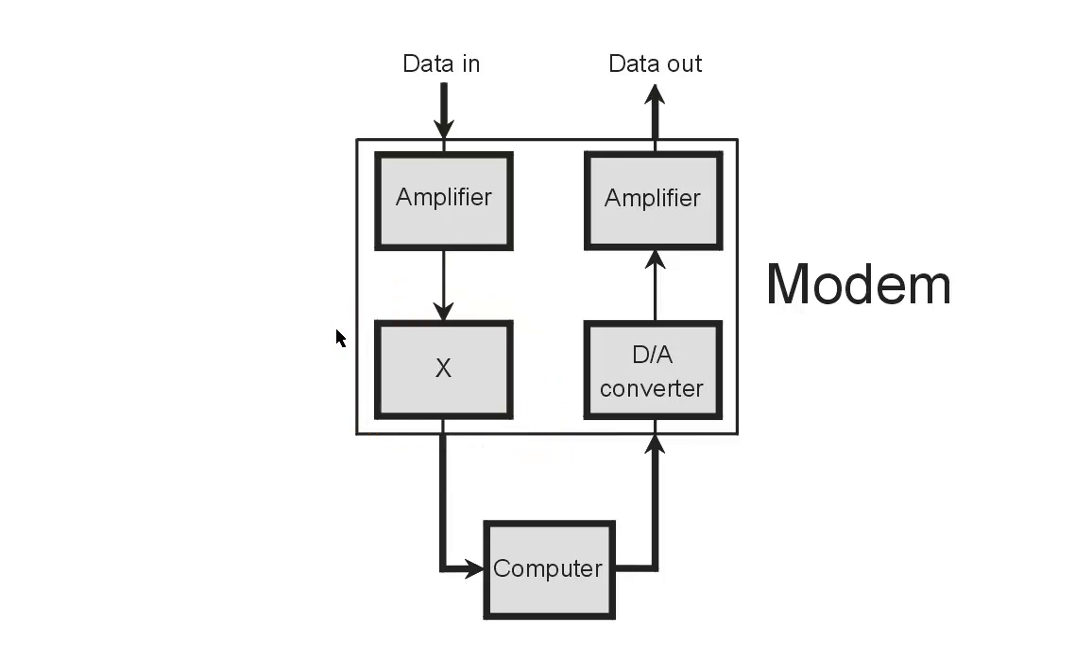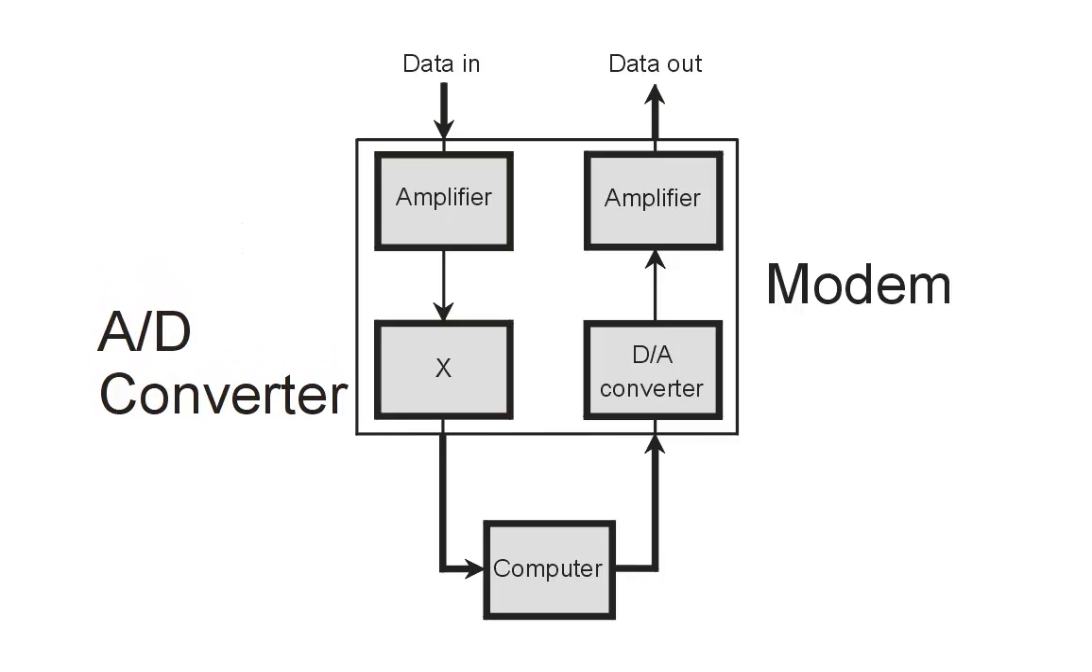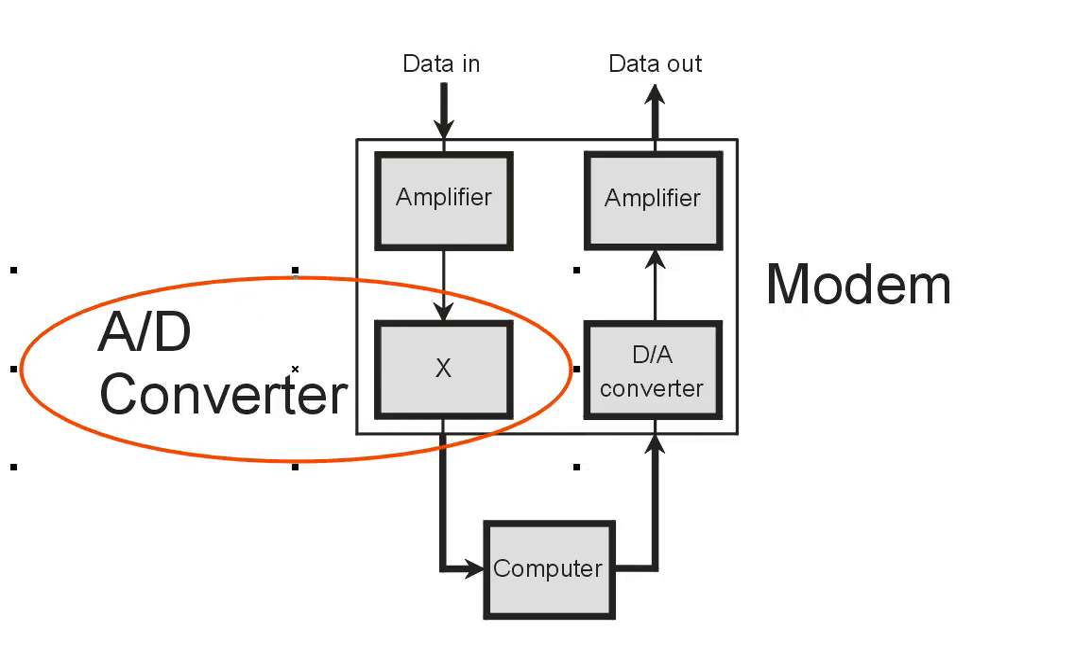So that is what a modem does, and this particular box right here is an analog to digital converter, which we might abbreviate like that. An analog to digital converter right here. So the correct choice for this question is D.